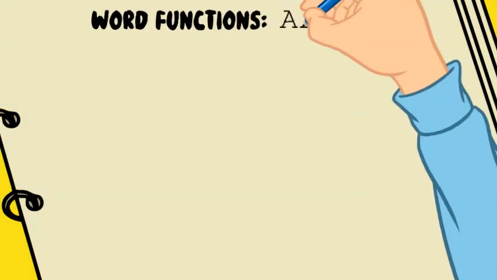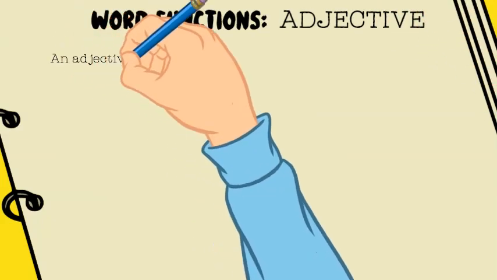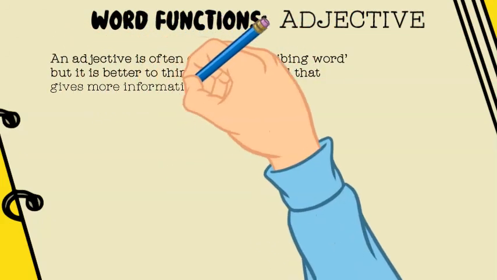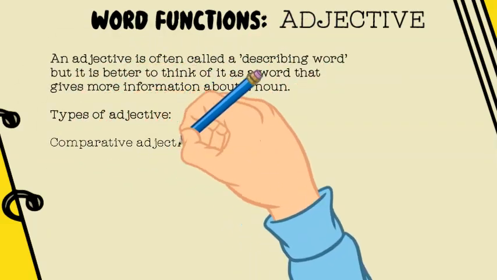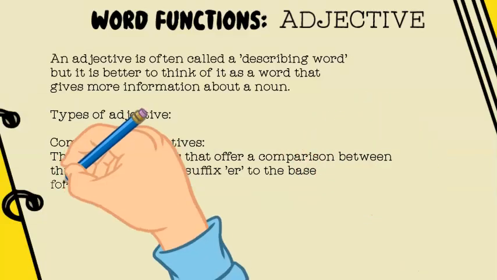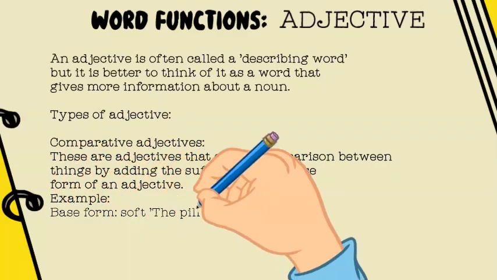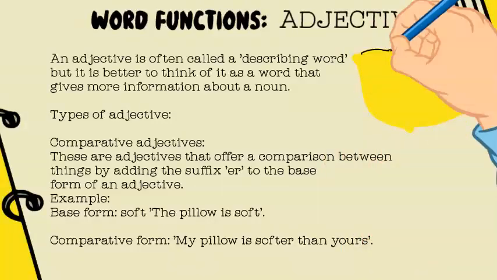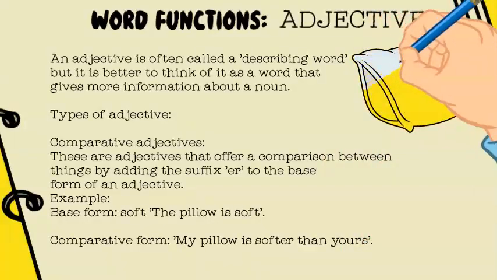The next part of speech that we're looking at is adjectives. And an adjective is often called a describing word, but it's better to think of it as a word that gives more information about a noun. Types of adjectives include comparative adjectives, and these are adjectives that offer a comparison between things, and they have the suffix er. And you add that suffix to the base form, the simplest form of the word.